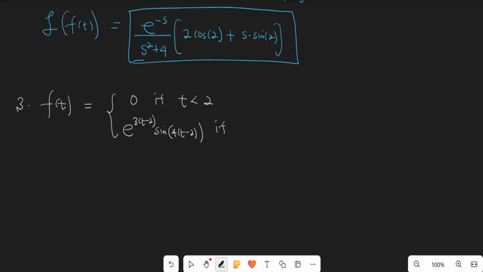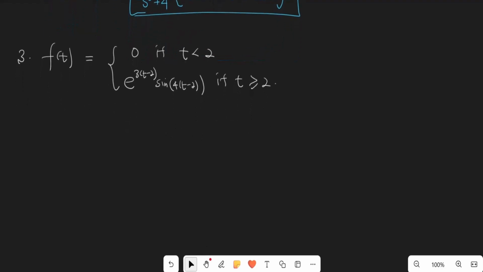That is if t is greater than or equal to 2. This one is surprisingly easy. So now let me recall the formula. The Laplace transform of the Heaviside function u of t minus a, multiplied by f of t minus a, is equal to e to the negative sa multiplied by F of s, the Laplace transform of the unshifted function. So let's use this one to solve it.